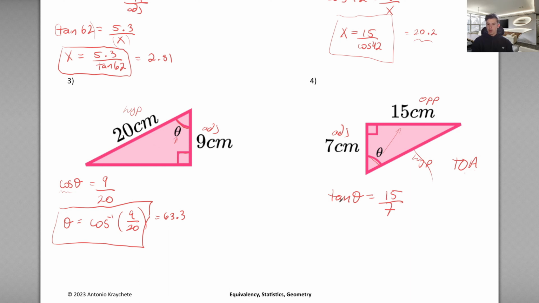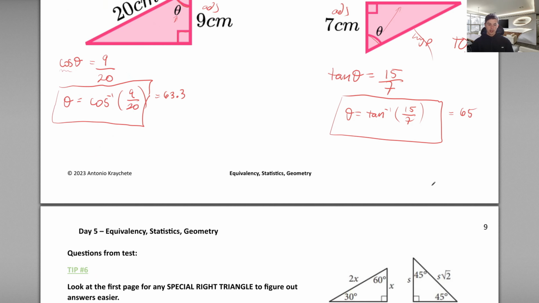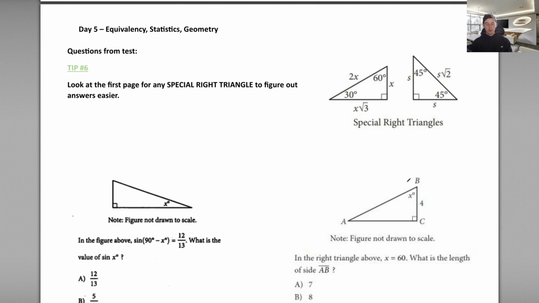So again, we got to get rid of the tangent to solve for the angle. So we do the inverse tangent on the other side. Tangent inverse of 15 divided by 7. And this is good enough. Let's check what it is in the calculator just in case you want to check it. 64.98. 65 is good enough. All right, so let's do some practice.